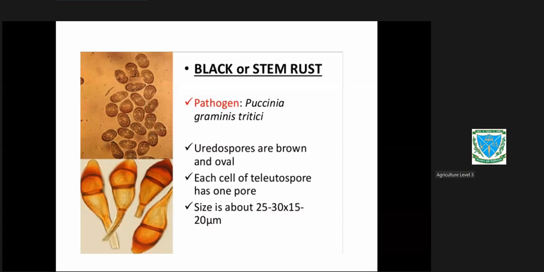Always keep in mind, the uredospore is very important for secondary infection and initial infection. So what are the functions of teliospore? As teliospore, they survive on the volunteer plants.